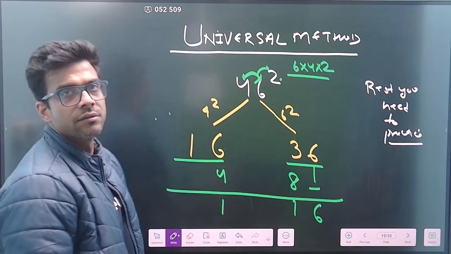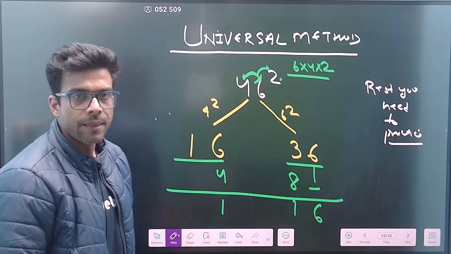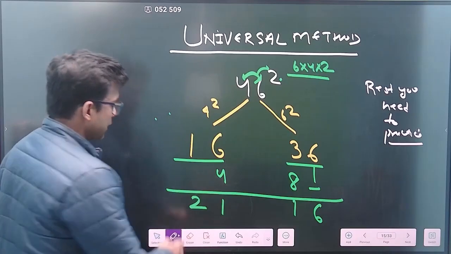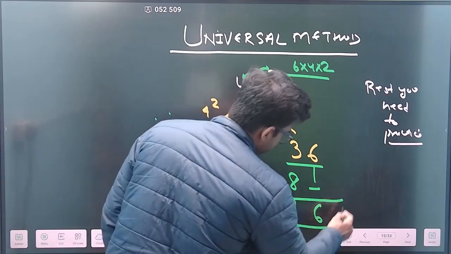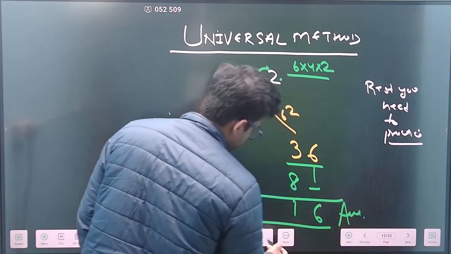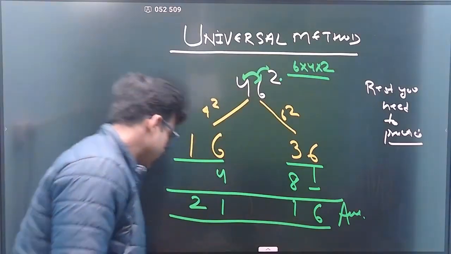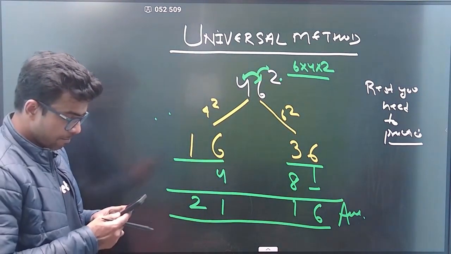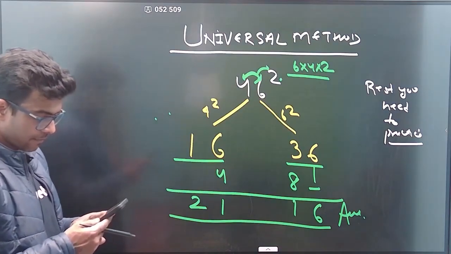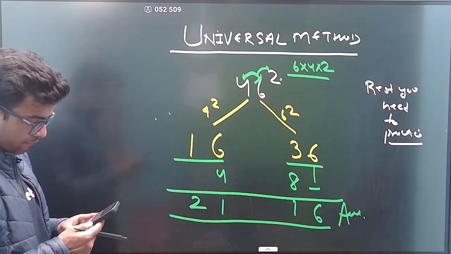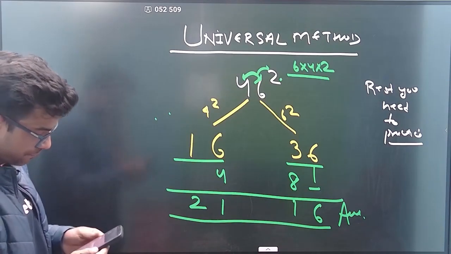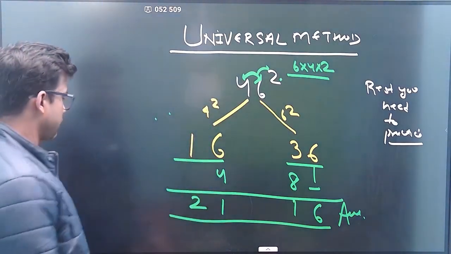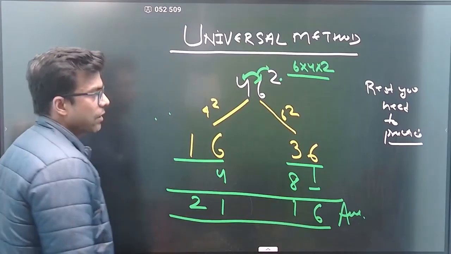Is it right? Till now it is clear to all of you? And this will become 2. 2116 is the answer. Have a look. Through this method, you can find out the square of any number.